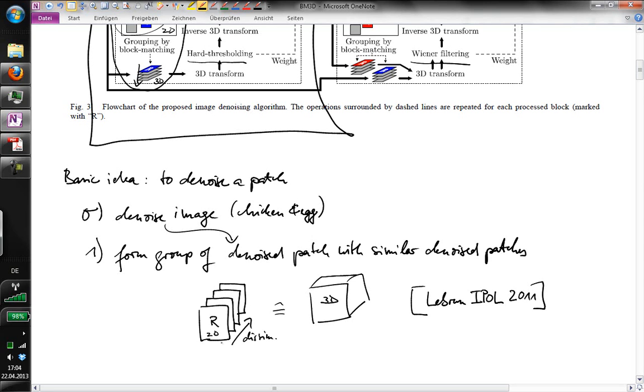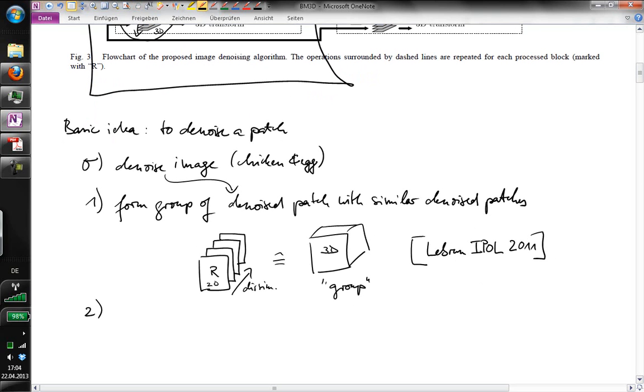And this works also if your original image is 3D, then this new image is going to be 4D, and so on. So in general, let's call it a D+1 dimensional group. So this is a group, and that's a technical term to remember in the context of this hour. When I say group, I always mean this stacked collection of patches or blocks.